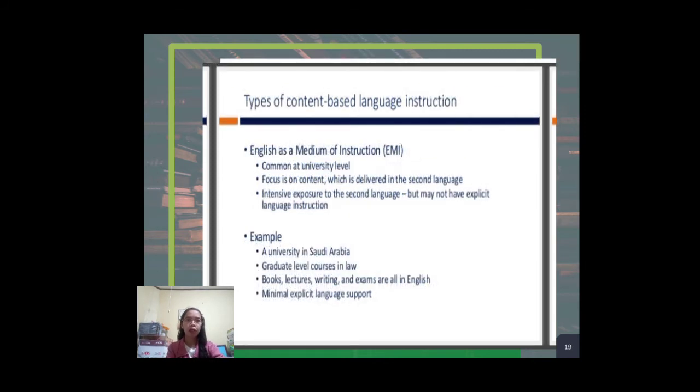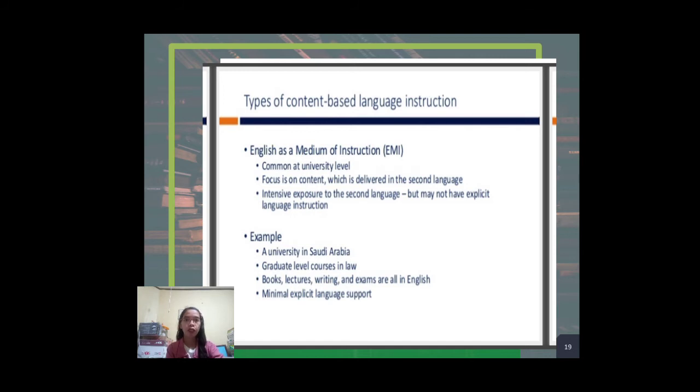English as a medium of instruction. So common at university level. Focus is on content, which is delivered in the second language. Intensive exposure to the second language, but may not have explicit language instruction.